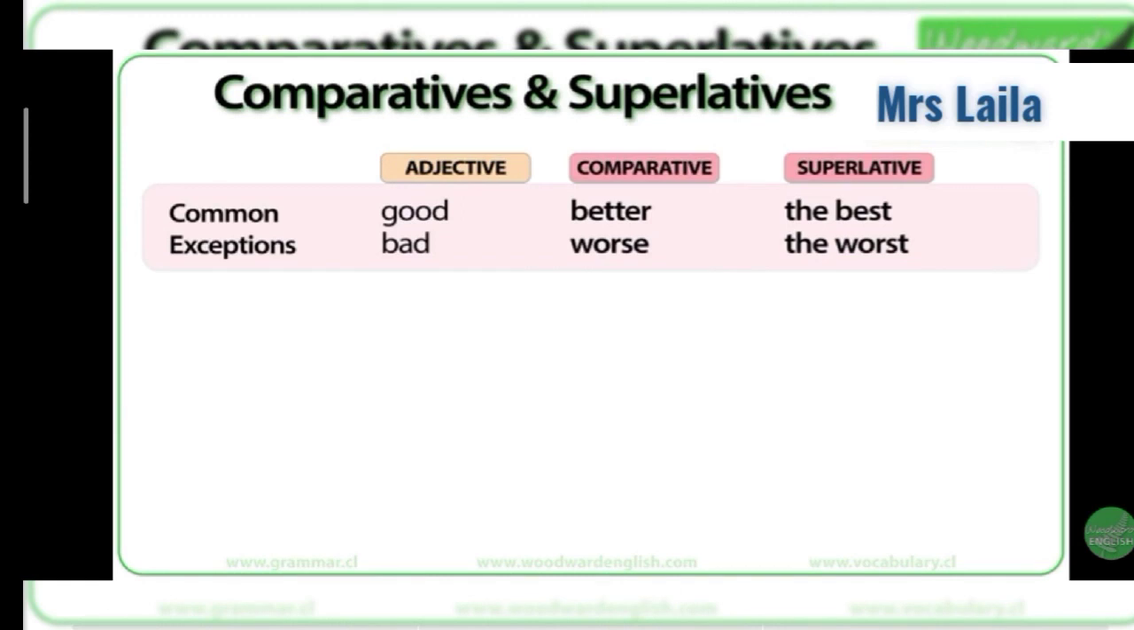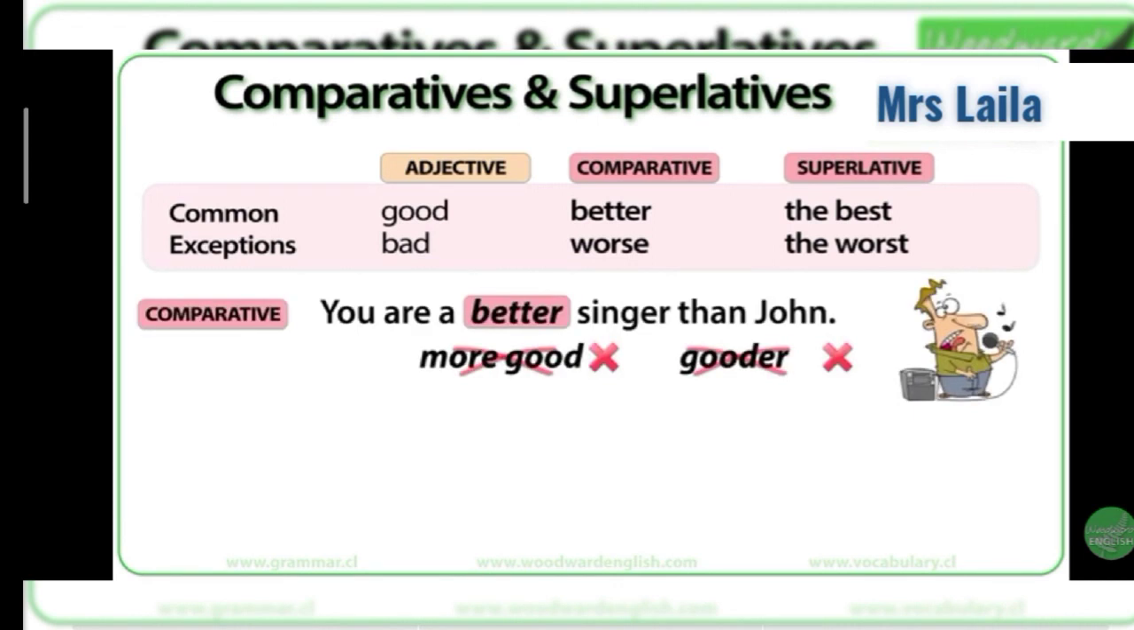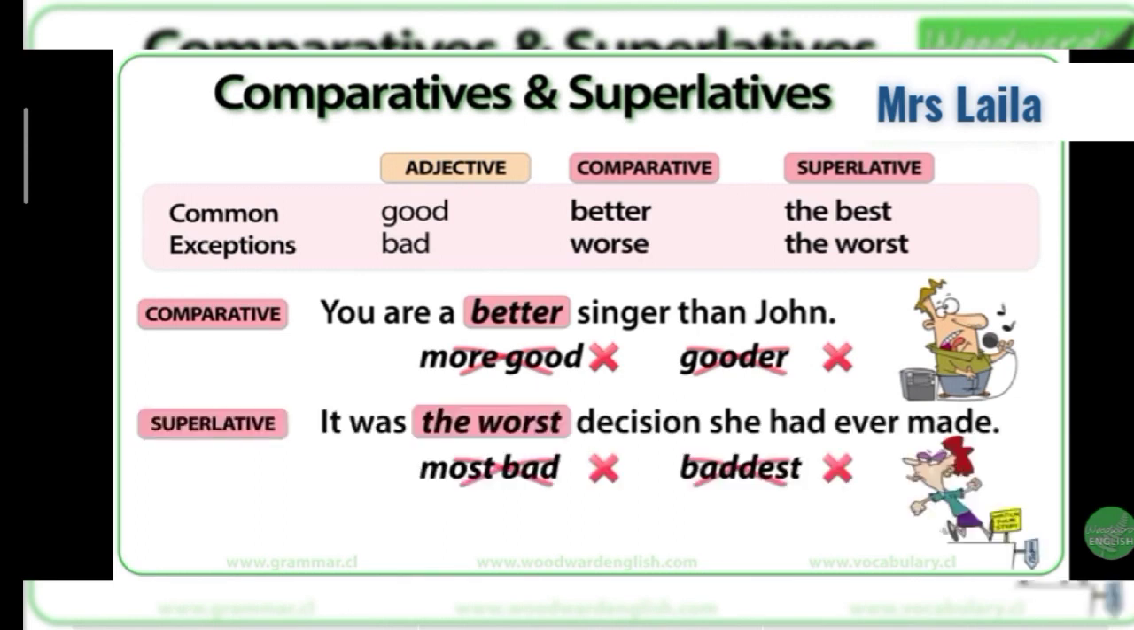Of course, there are exceptions in English. Two common exceptions are the adjectives good and bad. For good, the comparative adjective is better. For the superlative, the best. For example, you are a better singer than John. Yes. We don't say more good, no, or gooder, no.